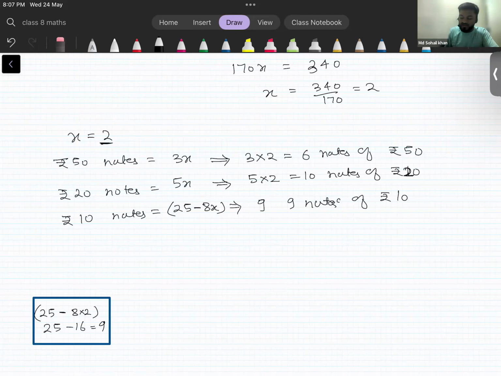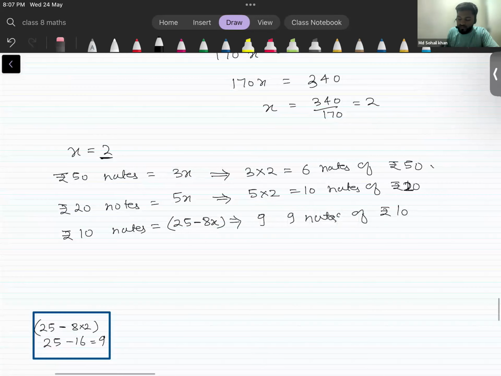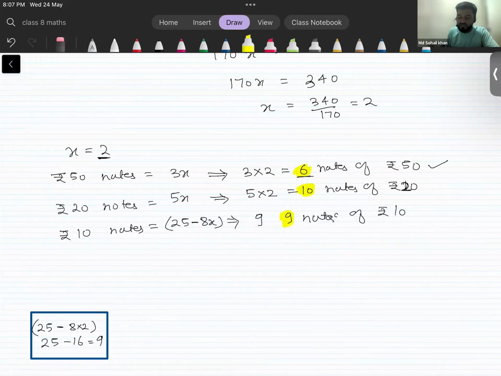So our answer is: 6 notes of rupees 50, 10 notes of rupees 20, and 9 notes of rupees 10. Okay, Ahmed? You can actually verify your answer also.